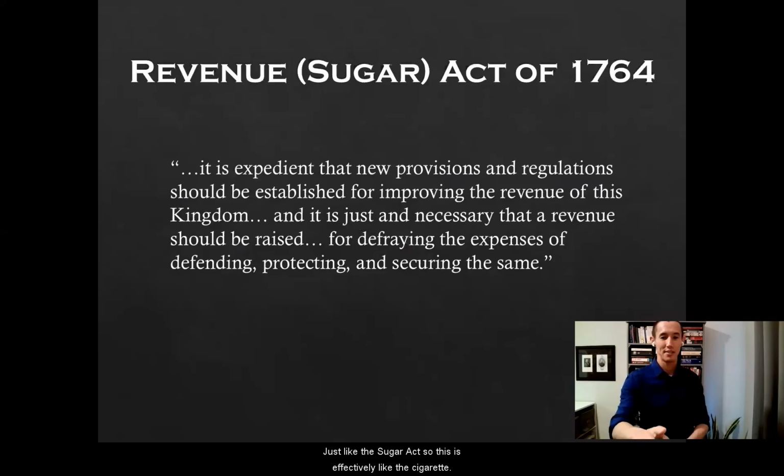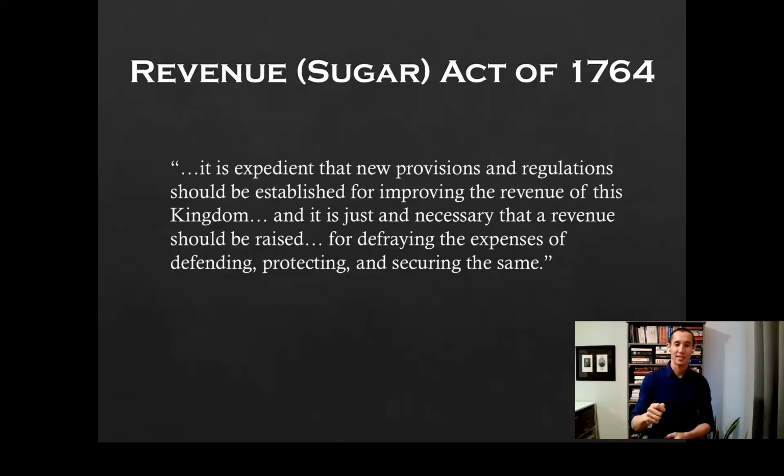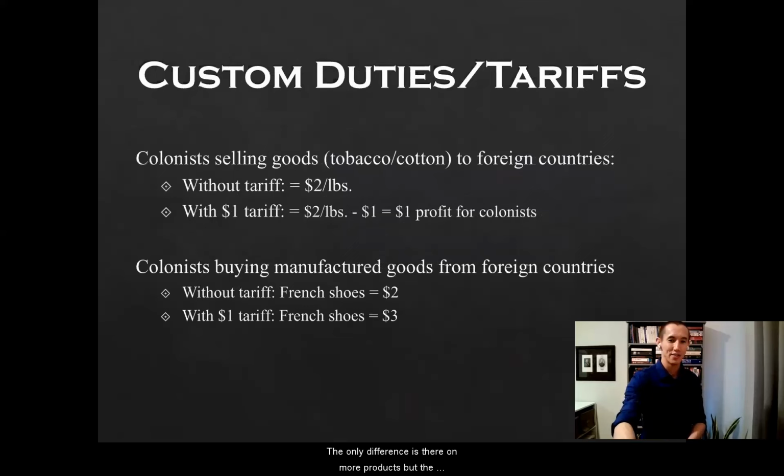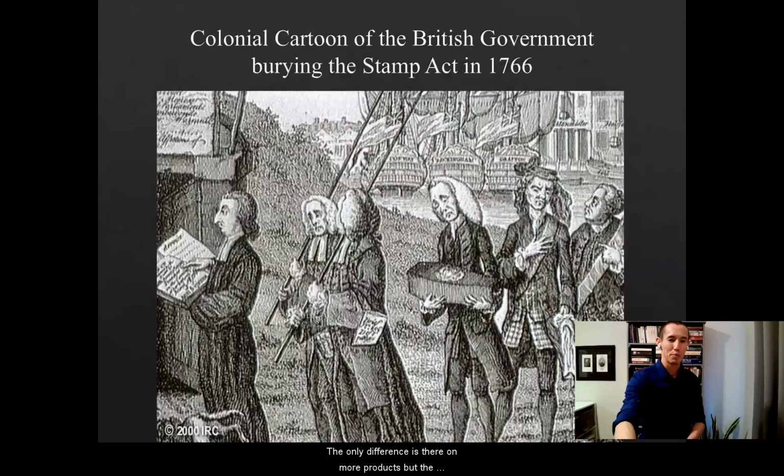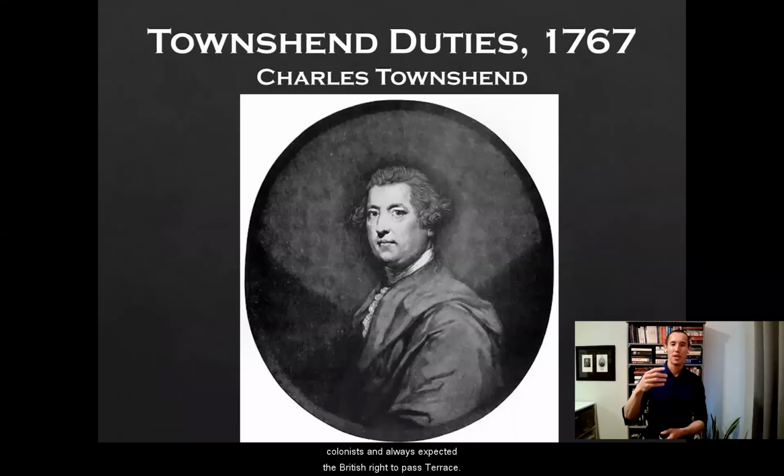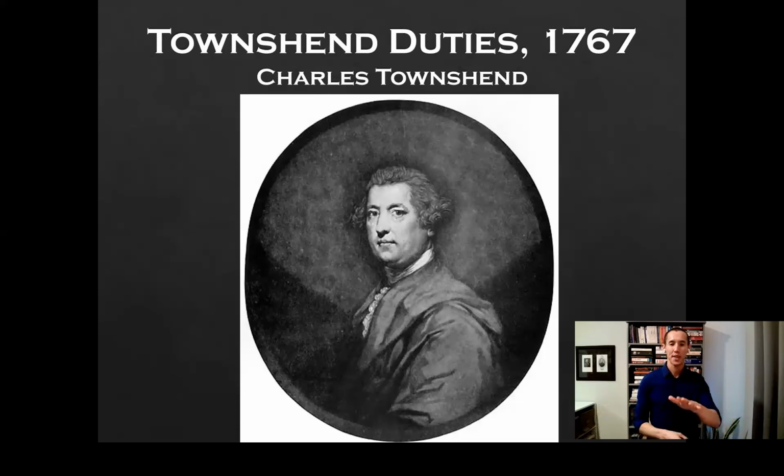the Sugar Act. So this is effectively like the Sugar Act. Townshend duties are effectively like the Sugar Act. The only difference is they're on more products, but the colonists had always accepted the British right to pass tariffs. They even accepted the Sugar Act, so the British figured, fine, we'll just pass tariffs for revenue purpose and we'll pass it on all these products. Because the colonists accepted the Sugar Act, so they must accept these, right?